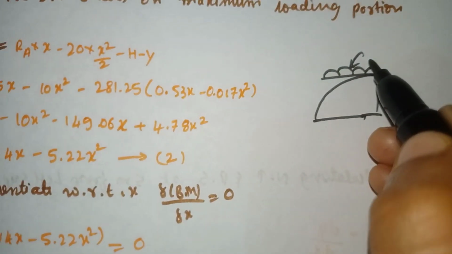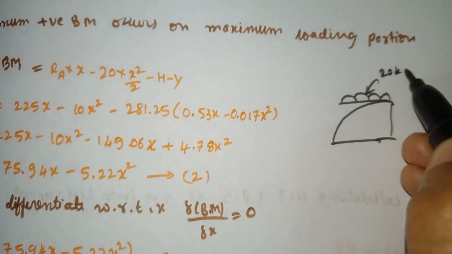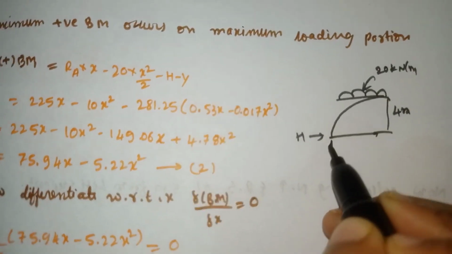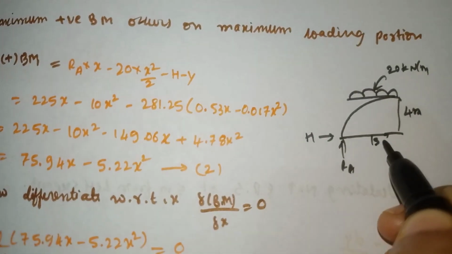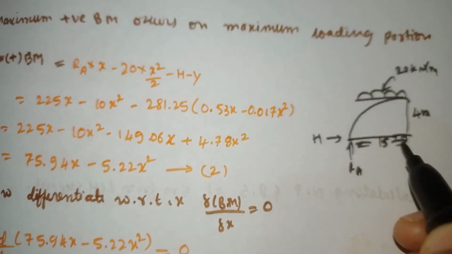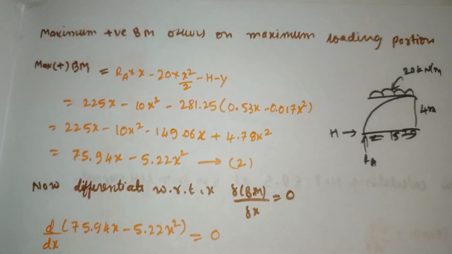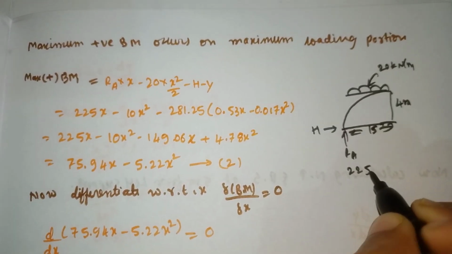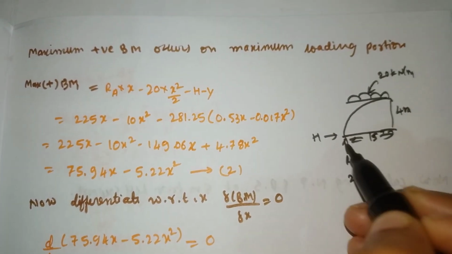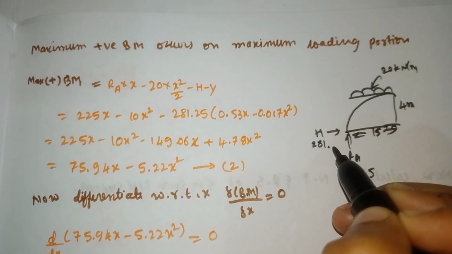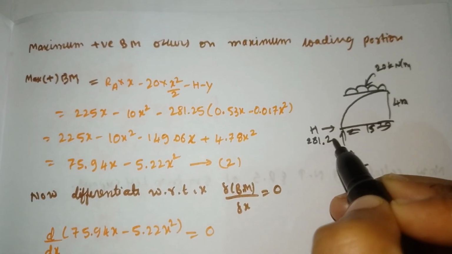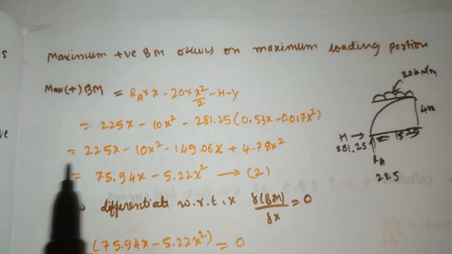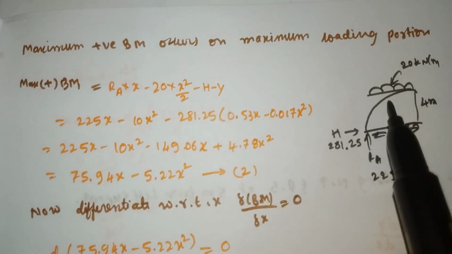This is the 20 kilonewton per meter load, 4 meter rise, horizontal thrust H. This is reaction RA, distance is 15. So the RA value we got was 225, and the H value we got was 281.25.